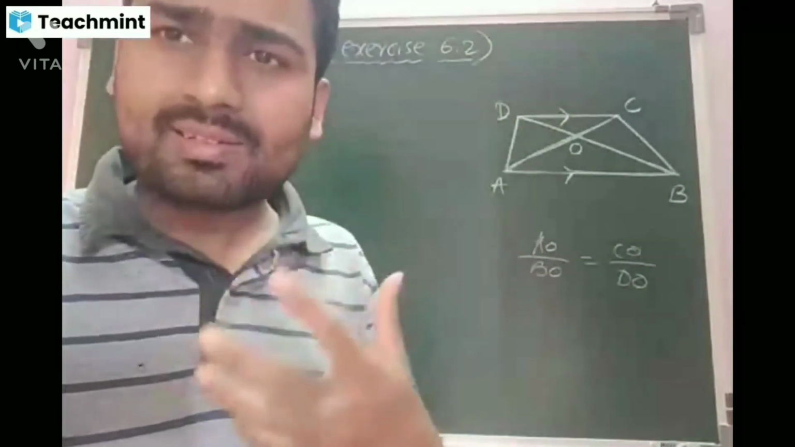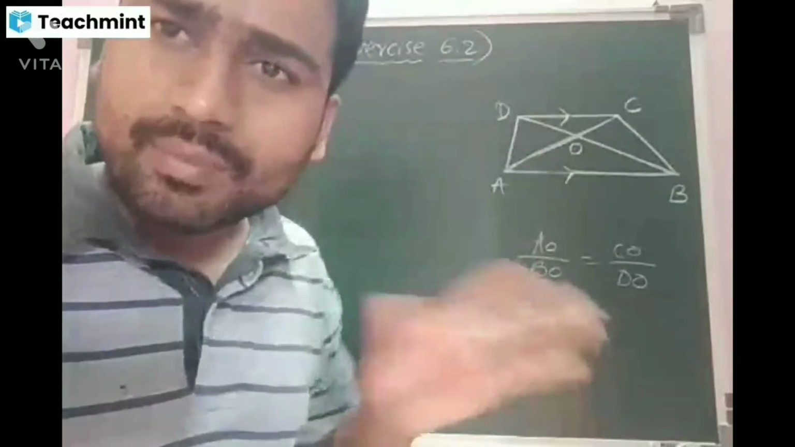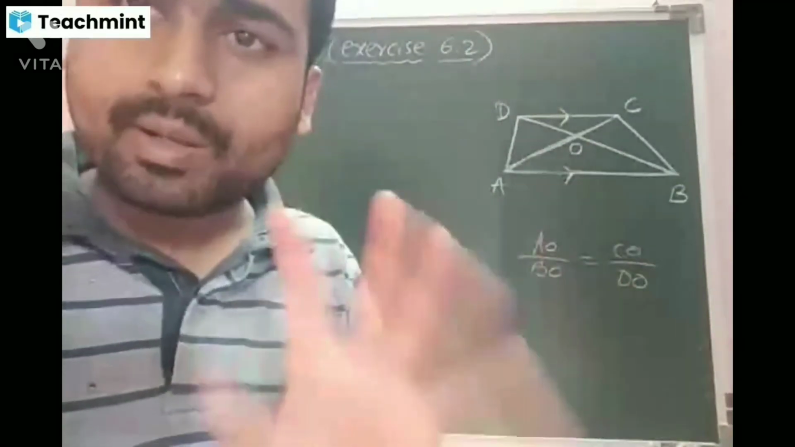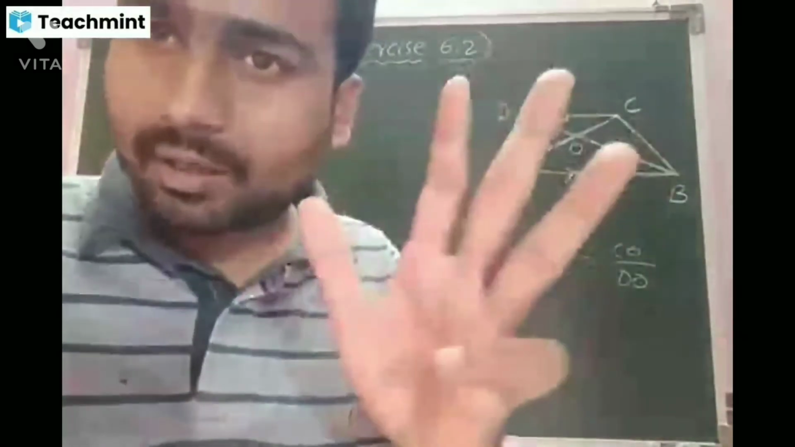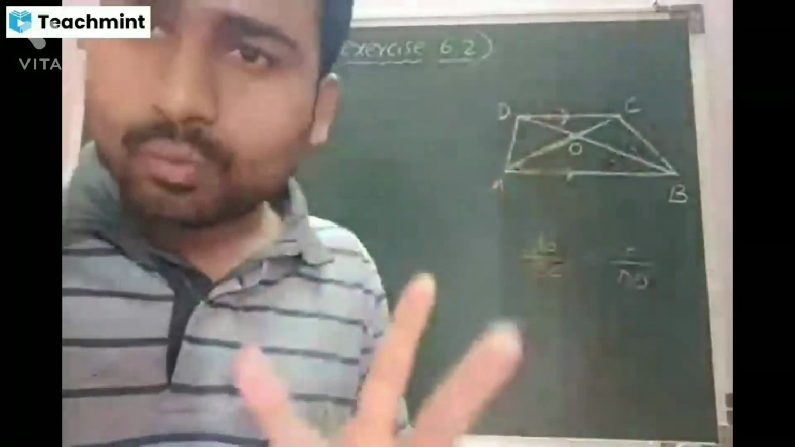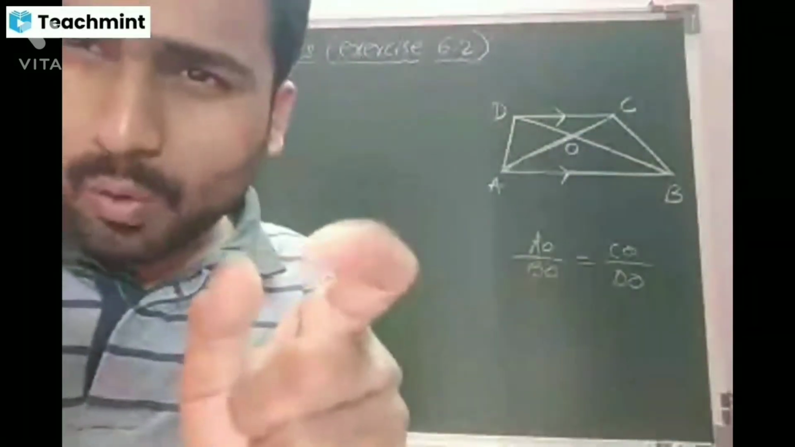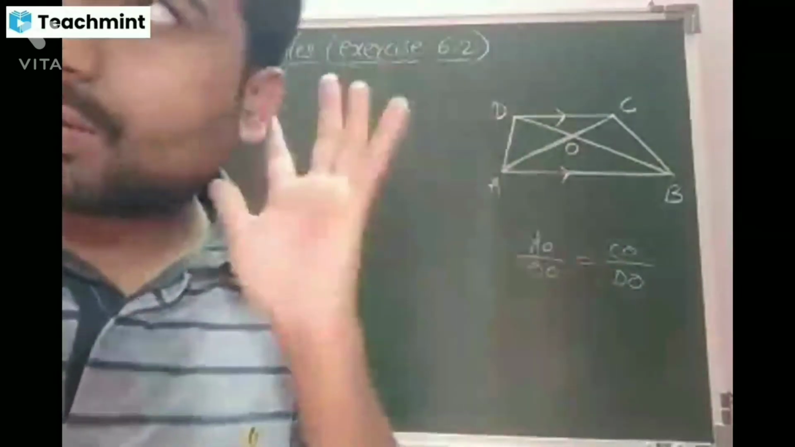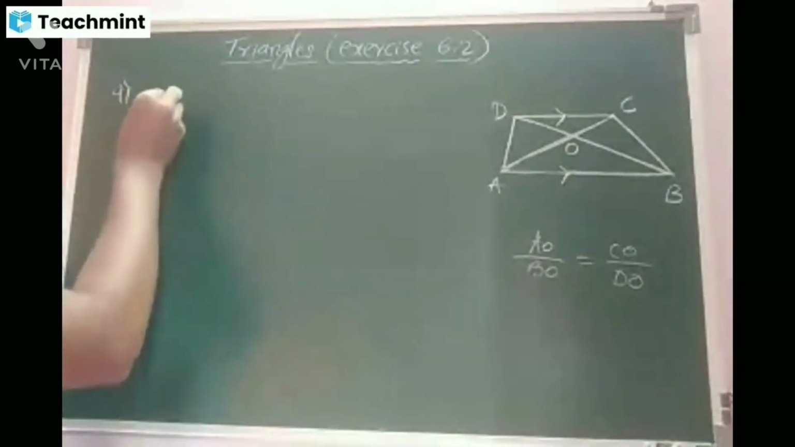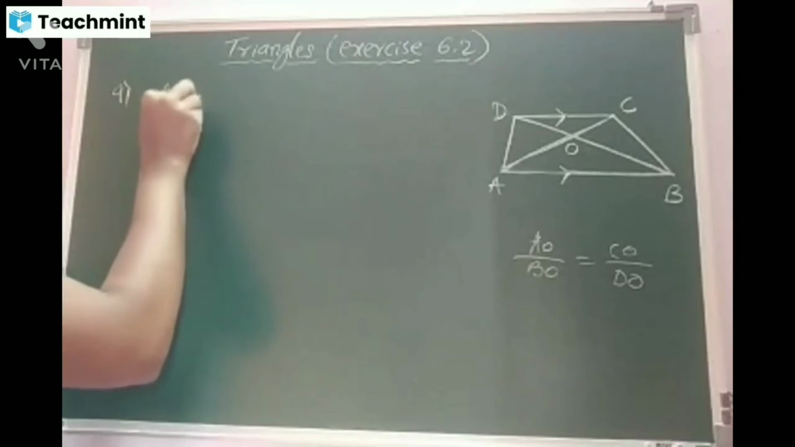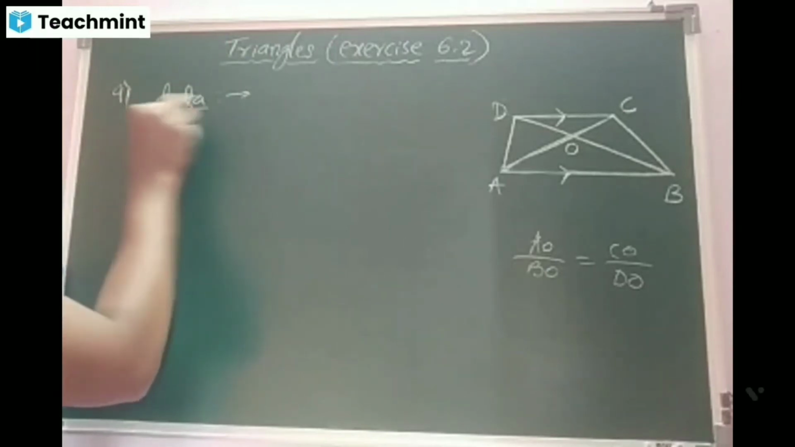So let us go for the answer in the form of a theorem, beta. We will use the steps of a theorem: data, to prove, construction, and then the proof. In this question, we require a small construction to proceed further. Understanding? So let us begin with the answer.